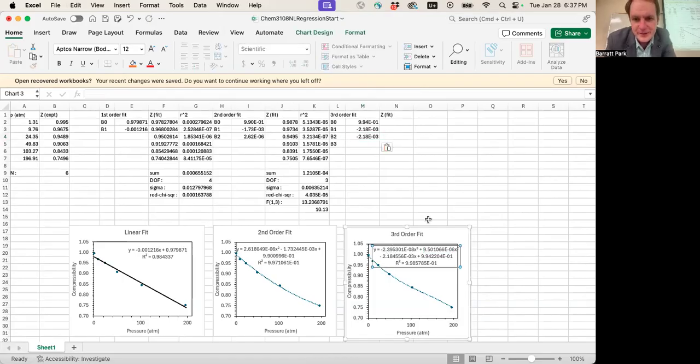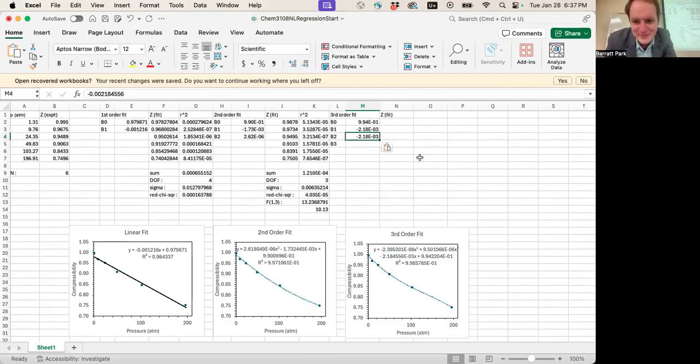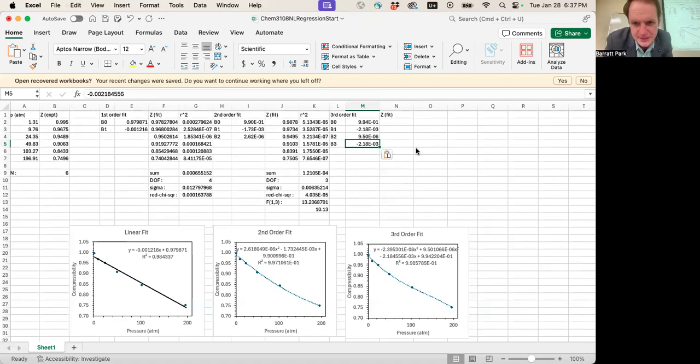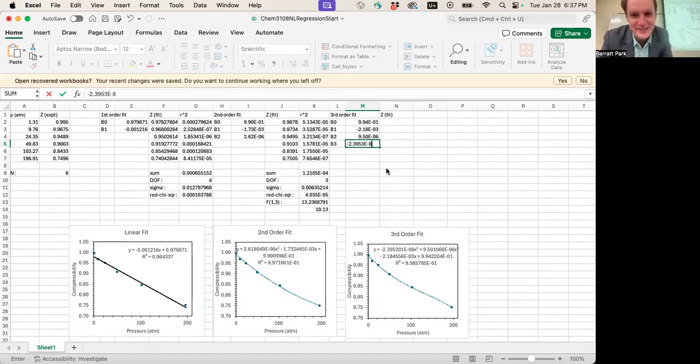And wait a minute, that didn't work. That's the wrong number. Let me try that again. I'm going to select this number, copy, and paste. Somehow it doesn't work. I'll just type it: 9.501, that's enough significant figures, times 10 to the minus 6. And then finally, the B3 coefficient. That also didn't copy correctly. I don't know why it's not working. Okay, minus 2.3953 times 10 to the minus 8.